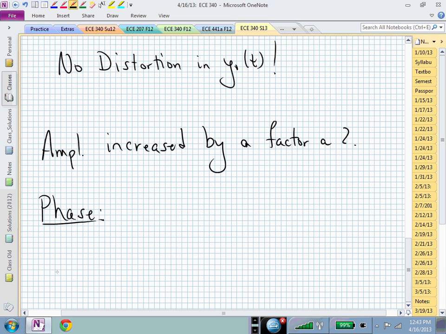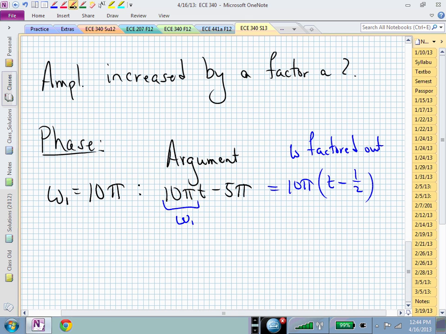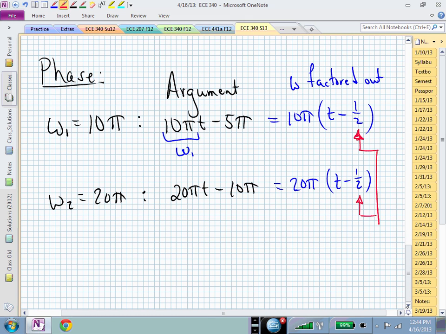The phase then, if we look at the first frequency, omega 1 equals 10 pi, its argument was 10 pi t minus 5 pi. If we factor that omega 1 out, we now have 10 pi times t minus 1/2. If we do the same thing for the second frequency, 20 pi, we had 20 pi t minus 10 pi. If we factor out the 20 pi, we have 20 pi times t minus 1/2. And we can hopefully see that this delay in both arguments is the same.